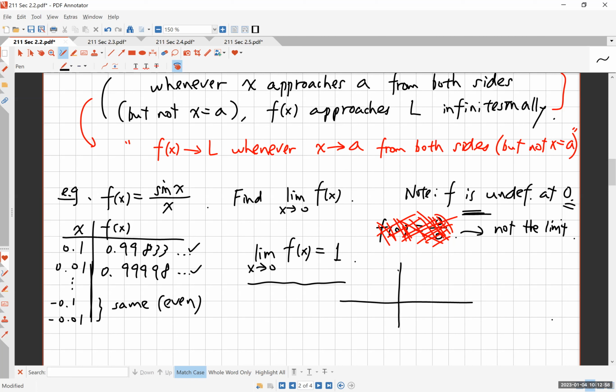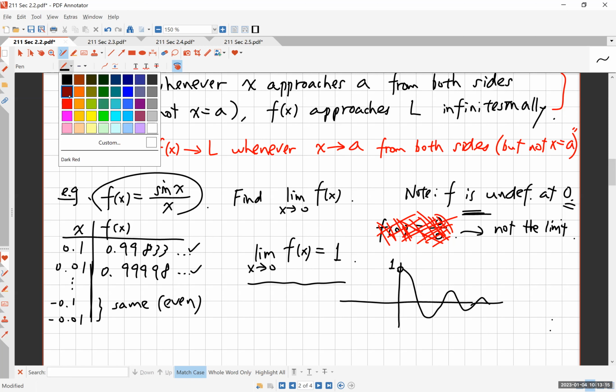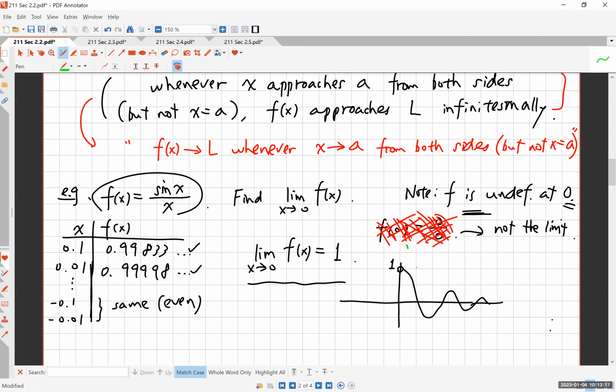Now, just so you can see the graph of this function, if you graph this on your graphing calculator, it will be something like this. See, what happens is, sine of x is never bigger than 1 and never less than -1, right? And 1 over x is this function that looks like this.